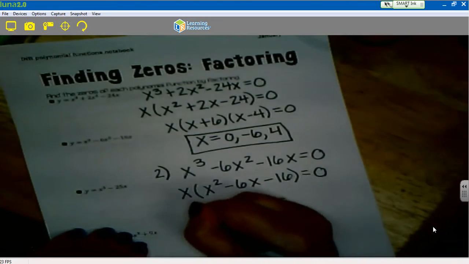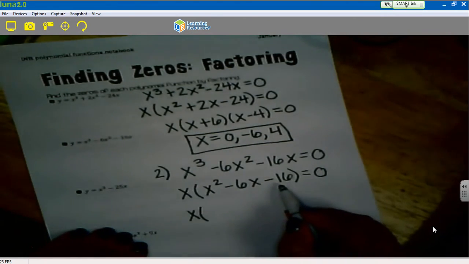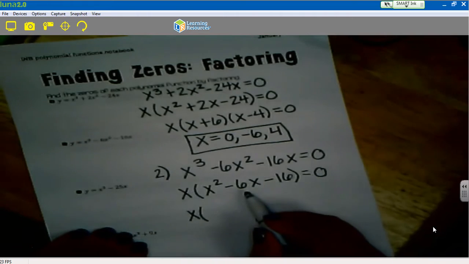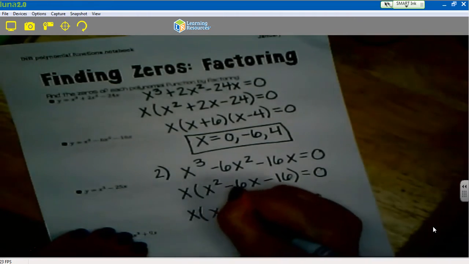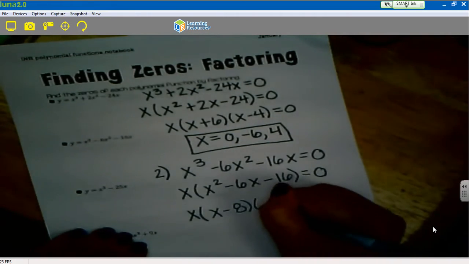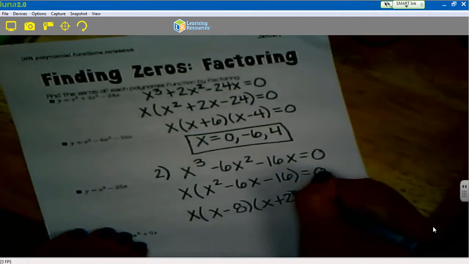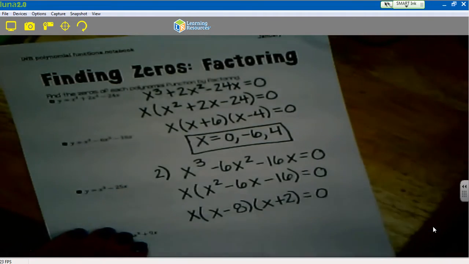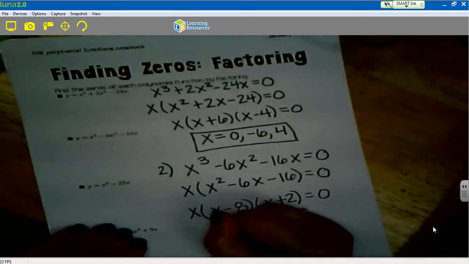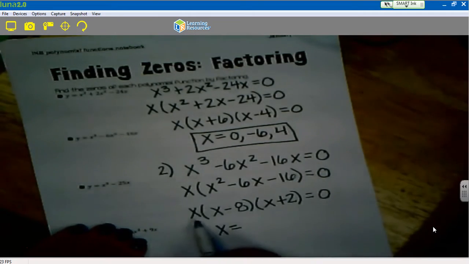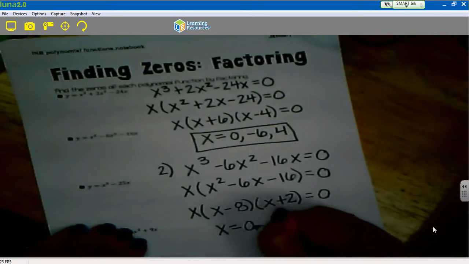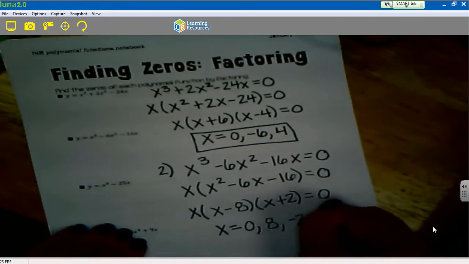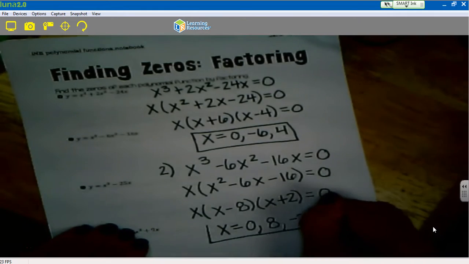Got a trinomial here, so multiplies to give us -16, adds to give us -6. That's going to be a -8 and a +2. So what are the values of x here? Well, x is equal to 0. Then we have a positive 8 and a negative 2.